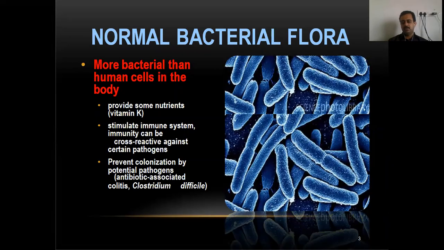It stimulates the immune system. Immunity can be cross-reactive against certain pathogens. In order to stimulate the immune system, these bacteria are helpful because they have certain specific antigens or markers present on them, because of which, when an antigen comes inside the body, the immune system gets stimulated. They also prevent colonization by potential pathogens, such as in antibiotic-associated colitis or Clostridium difficile. Means ultimately, there are certain organisms which try to colonize inside the human body, and these can be hampered with the help of this normal flora, which competes with those organisms coming inside the human body and thus protects the human body as well.